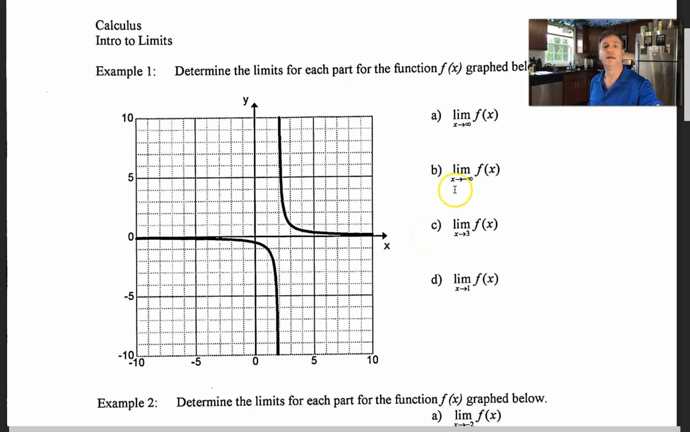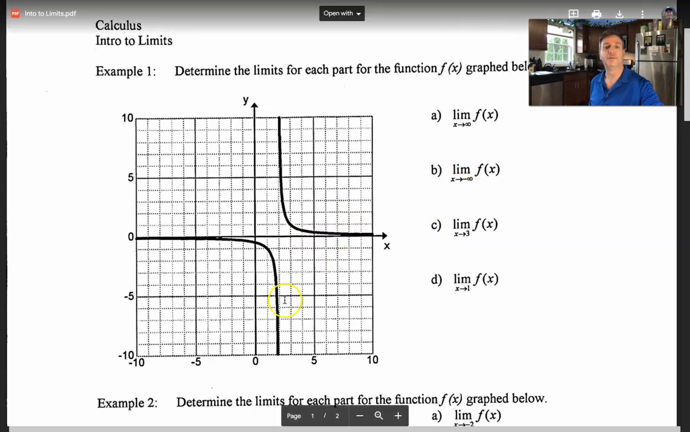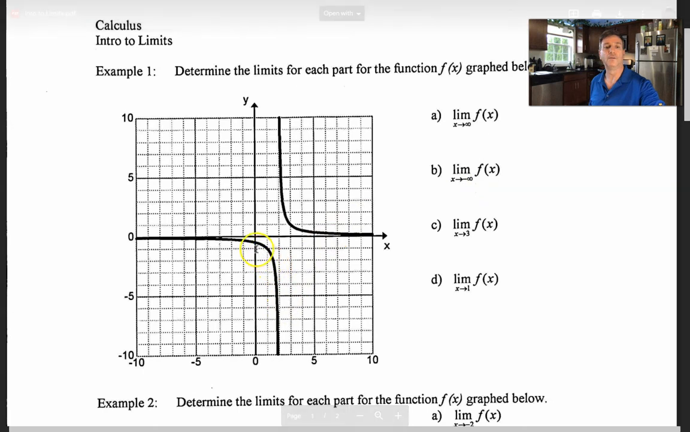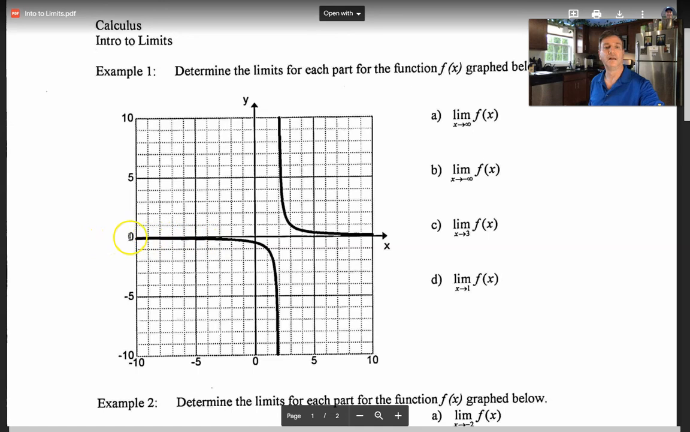Part B, as x approaches negative infinity. So now, what's the function doing? As x approaches negative infinity, it's going out, out, out here. The function's getting closer and closer to the x-axis again, getting closer and closer to 0.